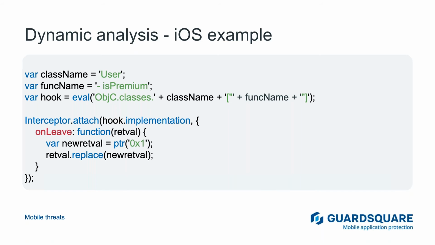Here we see an example of dynamic analysis. This is a Frida script that you can see here for an iOS application. Here we hooked the instance method isPremium of the interface User, and we changed its behavior in such a way that this will always return true. If we hook the application and run this script, that particular application will think that we are premium users, even though we never paid for it.